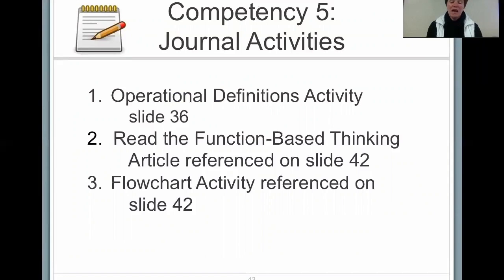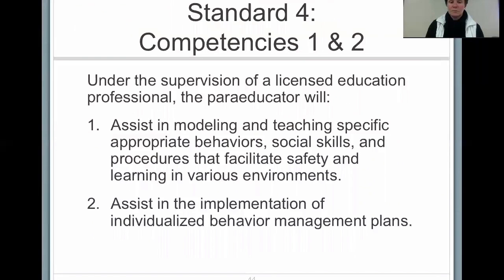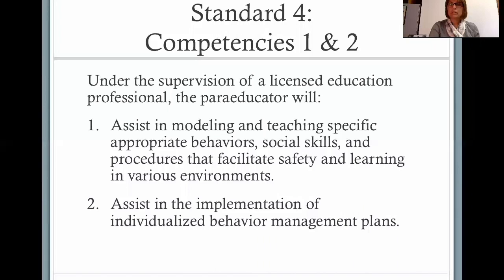Next, Dee will be covering competencies 1 and 2 of Standard 4. Thanks, Anne. Hi, I'm Dee Blanchard. Now we will be moving on to Competency 1 and 2 of Standard 4.